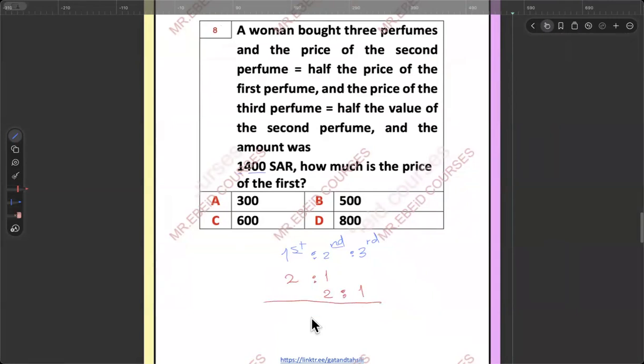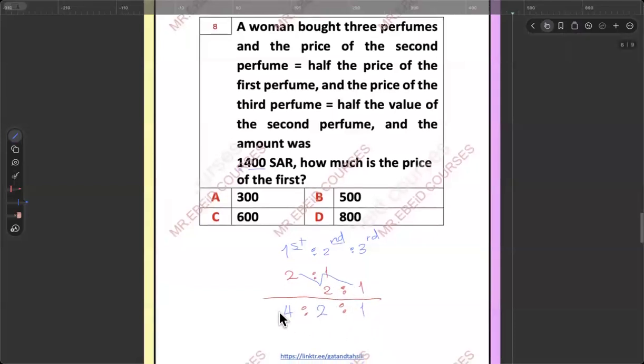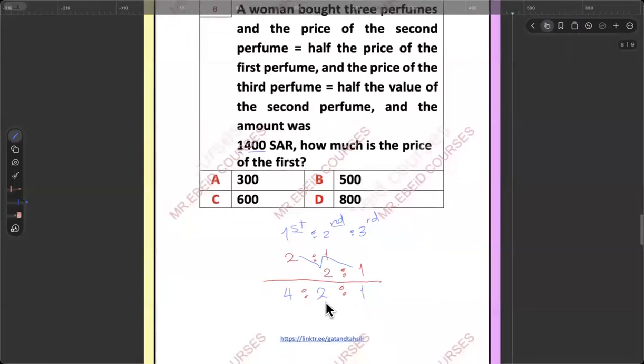Now we have two ratios. We have to write them in one ratio. Use this shortcut to put them in the same line. Just multiply 2 times 2, which equals 4. 1 times 2, which equals 2. And 1 times 1 equals 1. So they are in the same line: 4 to 2 to 1. This is the ratio between the first, the second and the third perfumes.